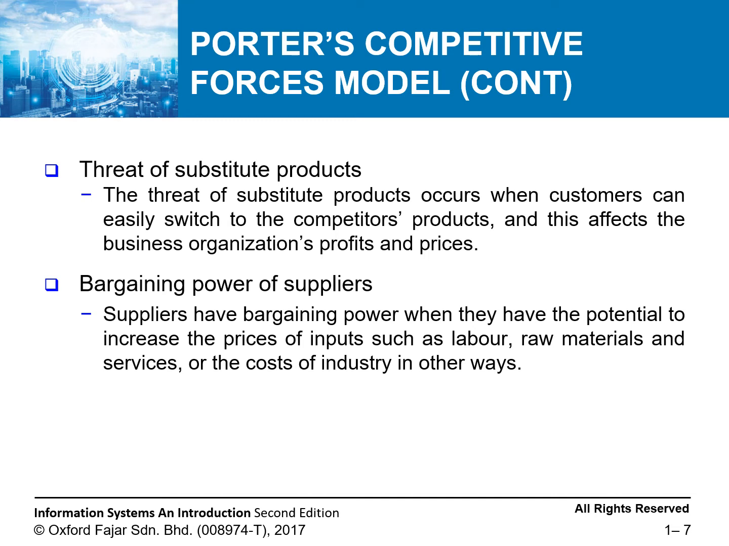The fourth force is the threat of substitute products. The threat of substitute products occurs when customers can easily switch to the competitors' products, and this affects the business organization's profits and prices. The last one is bargaining power of suppliers. Here, suppliers have bargaining power when they have the potential to increase the prices of inputs such as labor, raw materials and services, or the cost of the industry in other ways.